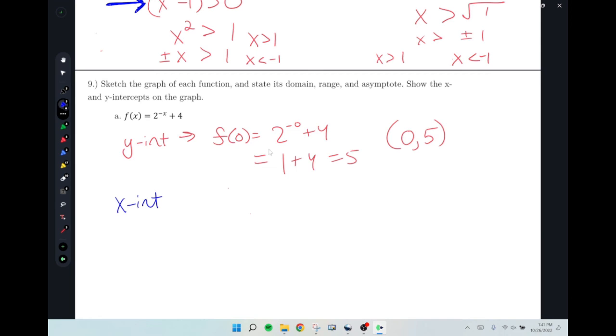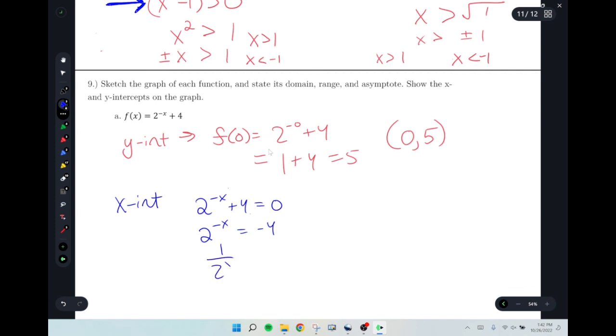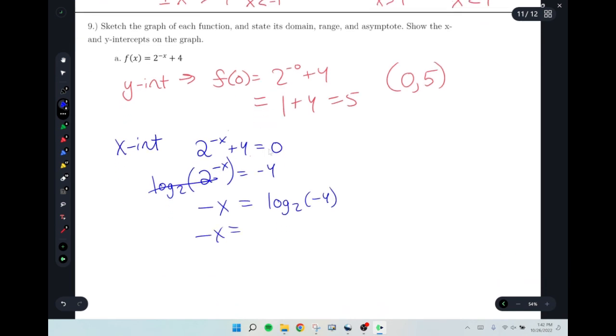X-intercept, what do you do? You set it equal to 0, right? 2 to the negative x plus 4 equals 0. 2 to the negative x equals negative 4. Log 2 it. That kills that, you get negative x, right? Log 2 of negative 4? Ooh, what's log 2 of negative 4?